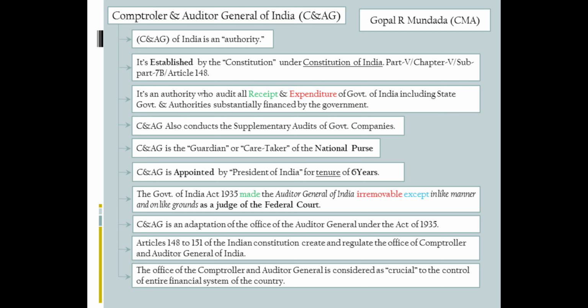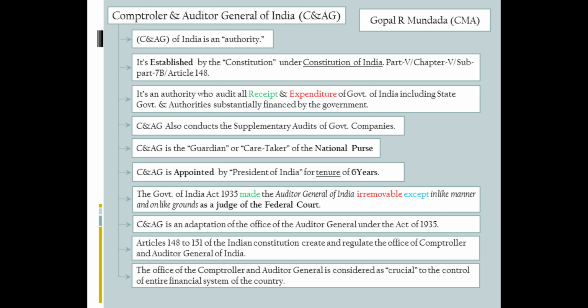C&AG also conducts the supplementary audit for government companies. C&AG is the guardian and caretaker of the national purse. C&AG is appointed by the President of India, and the tenure of the C&AG is 6 years. The Government of India Act 1935 made the Auditor General of India irremovable, except in like manner and only on the like grounds as judges of the federal court are removed.